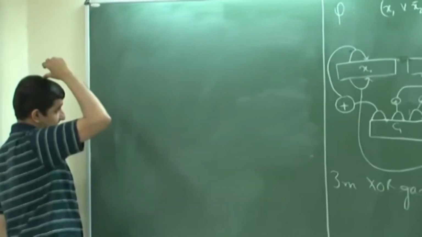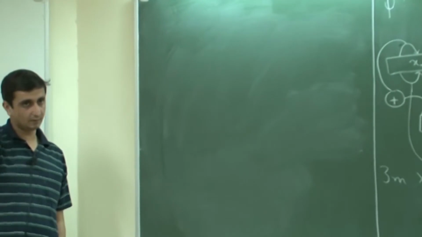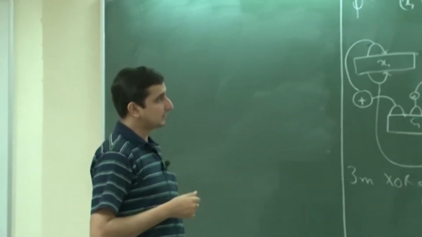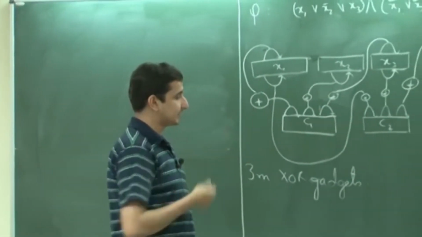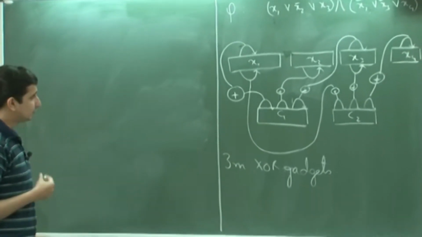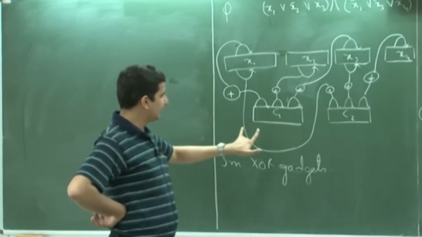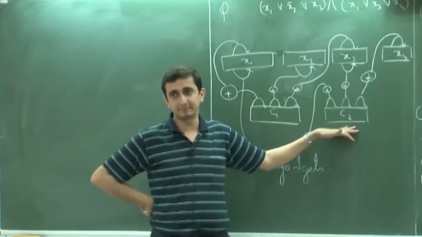So, why is this claim true? Let us look at a satisfying assignment. Let us look at an x bar which evaluates to true. Then what property does each clause gadget have?